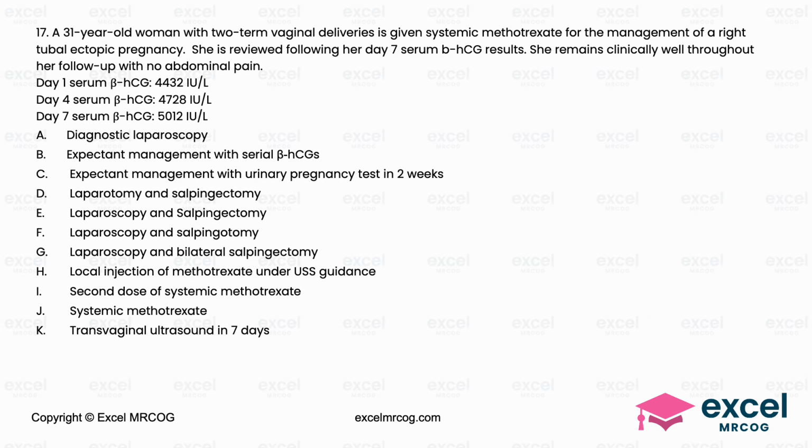Now let's look at the question. If day 1 is 4432, day 4 was 4728. Day 7, instead of falling, if you notice, it has risen. And it has risen to a level which has gone beyond the limit where injection methotrexate is permissible. So it is more than 5000. So your injection methotrexate cannot be repeated. Normally, if it is less than 5000 and it is rising, you can consider repeating injection methotrexate. Here you cannot because it has risen beyond 5000, wherein we would consider salpingectomy.